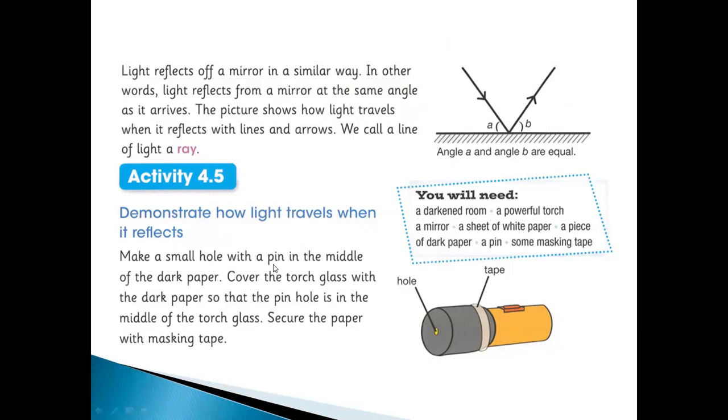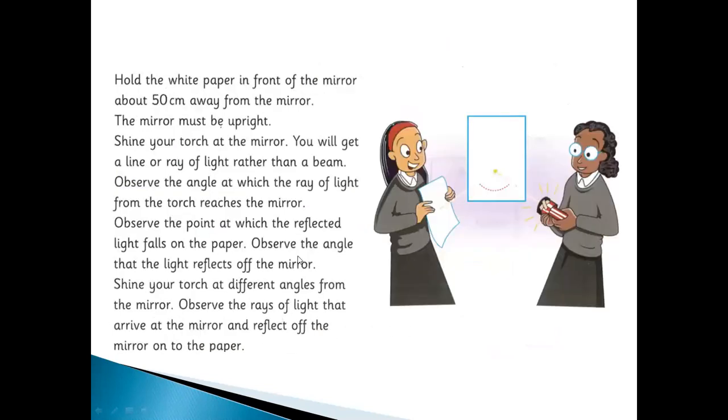Make a small hole with a pin in the middle of dark paper. Cover the torch glass with the dark paper so that the pinhole is in the middle of the torch glass. Secure the paper with masking tape, like this. Now hold the white paper in front of the mirror, about 50 centimeters away from the mirror. The mirror must be upright like this.